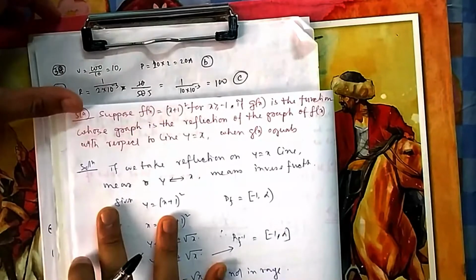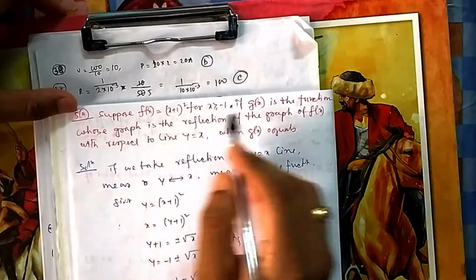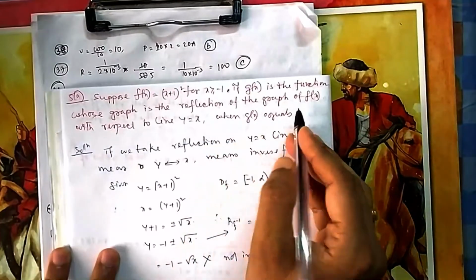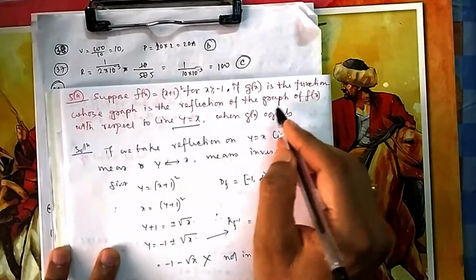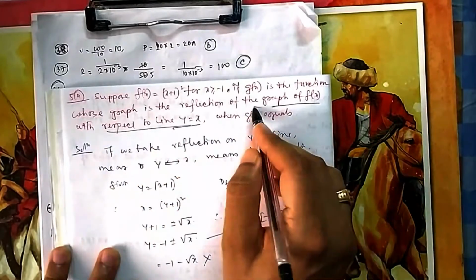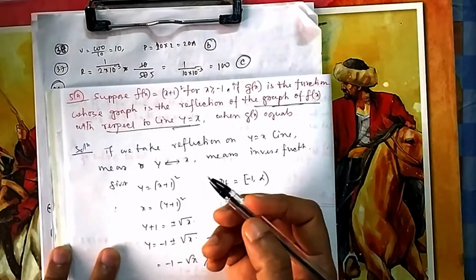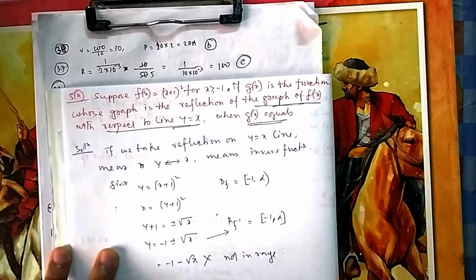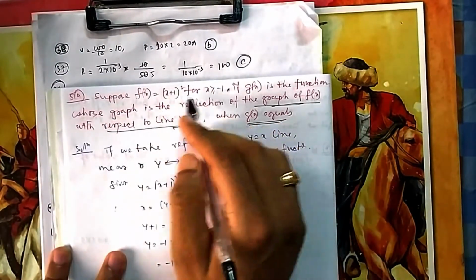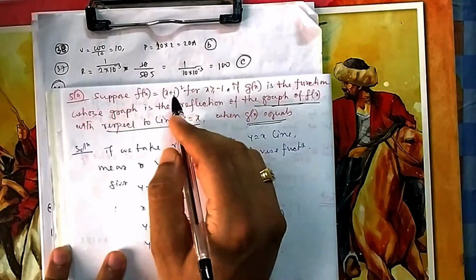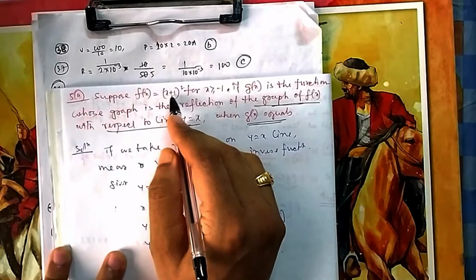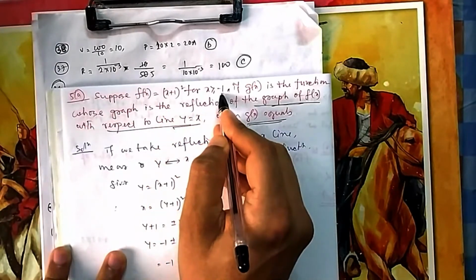Now if you come to 5a, suppose f(x) equals this square for x greater than or equal to minus 1. If g(x) is the function whose graph is the reflection of the graph of f(x) with respect to the line y equals x. I have explained what reflection is: reflection is nothing but the inverse. So they are asking you to take the inverse only. You take the inverse of this function. You can see they have removed the negative portion, when x is less than minus 1, because x plus 1 is positive when x is greater than minus 1.